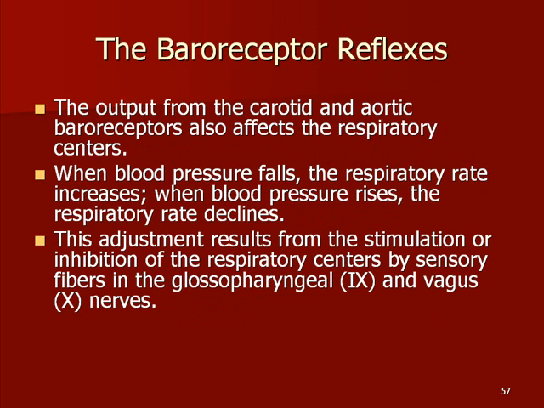The output from the carotid and aortic baroreceptors also affects the respiratory centers. When blood pressure falls, the respiratory rate increases. When blood pressure rises, the respiratory rate declines. This adjustment results from stimulation or inhibition of the respiratory centers by sensory fibers of the glossopharyngeal nerve, cranial nerve number 9, and the vagus nerve, cranial nerve number 10.